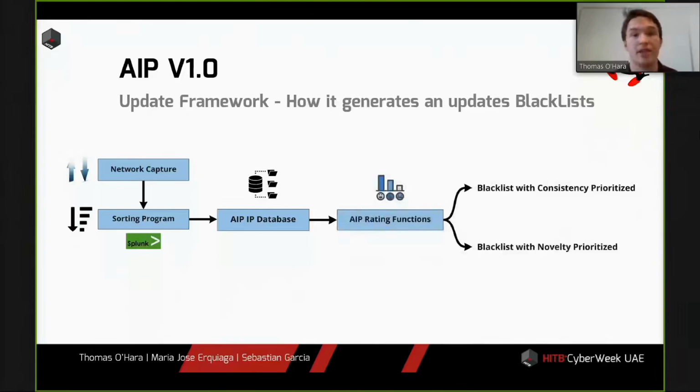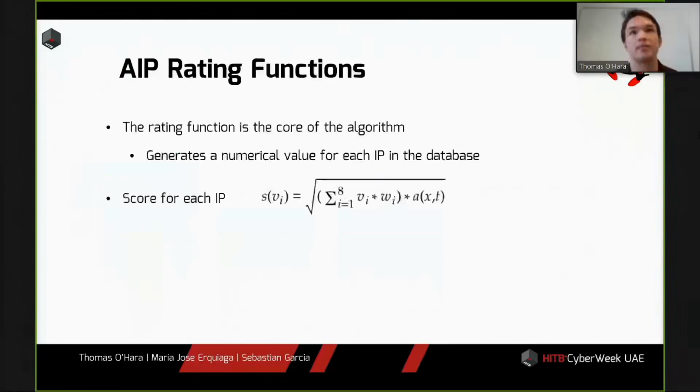This database is then fed to our rating functions, which generate a numerical value representing the importance of each IP in the database. The higher the score, the more important that IP is to block. We currently have 2 models in our rating functions. One meant to create a blacklist with consistency prioritized, and the other to create a blacklist with novelty prioritized. And I'll explain what I mean by that in a little bit.